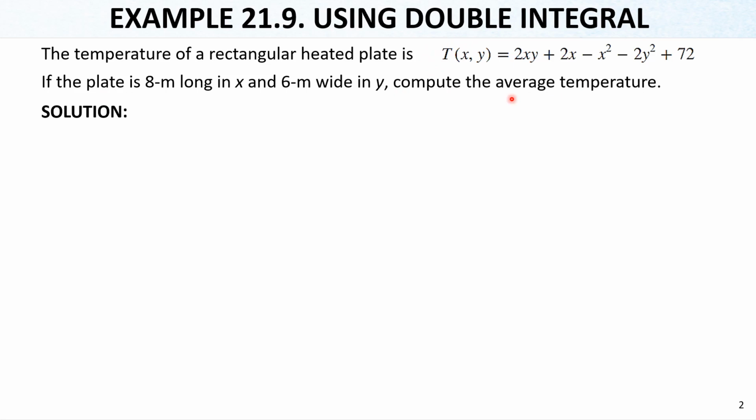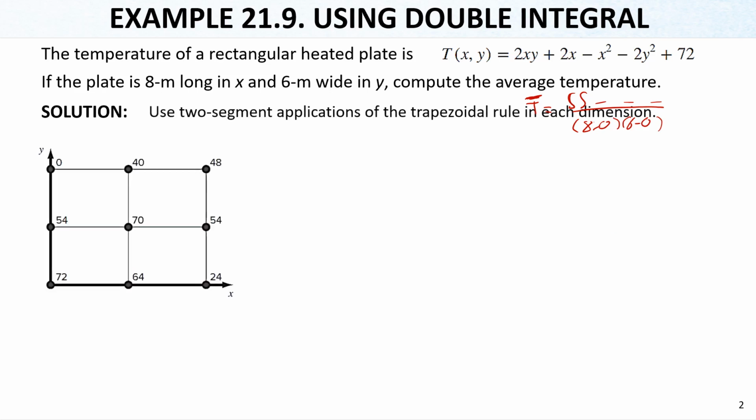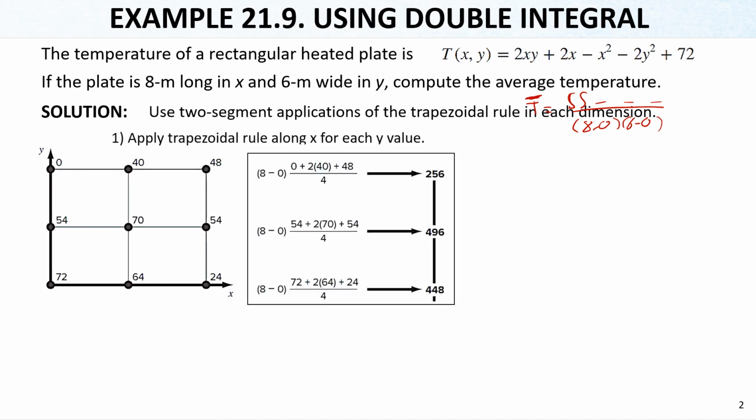But of course, to be able to compute the average temperature, average means we need to take the integration of this. So it's basically T average, the integral of this function divided by 8 minus 0 and 6 minus 0. So we need to take the integration of this. So let's take the integration. Let's plot the function area first. Let me try to erase this.